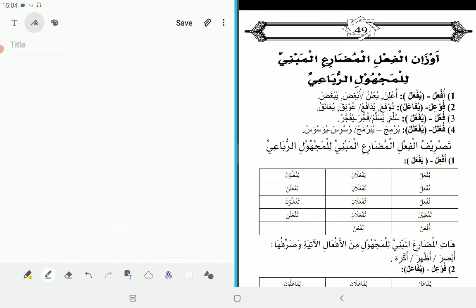And we had reached page number 49, where the author says, أوزان الفعل المضارع المبني للمجهول الرباعي. The scales for the present tense verb, which is in the passive voice for the four-letter verbs. In the previous lesson we took mudari' of the three-letter verbs, the present tense of the three-letter verbs. Now we're going to go into the present tense of the four-letter verbs and the passive voice.